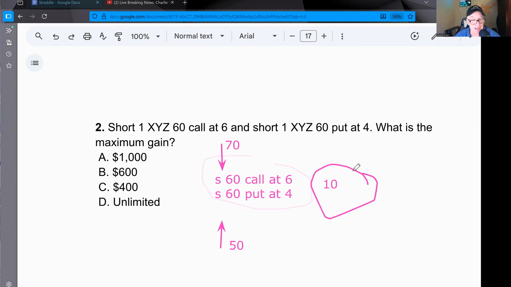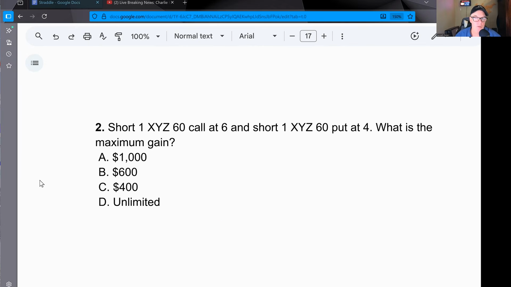My max gain is the 10 because whenever you sell something, the most you could make is what you got. And my max loss is unlimited because if it goes above 70, I lose money. And every point it goes above 70, I lose more and more money. There's no limit. Everyone goes, wait, what about down? Don't care because it's only 50 down. I can lose 50 on the downside, unlimited on the other side. So my max loss is unlimited. My max gain is just the premium I got. That is that. Don't overthink this.